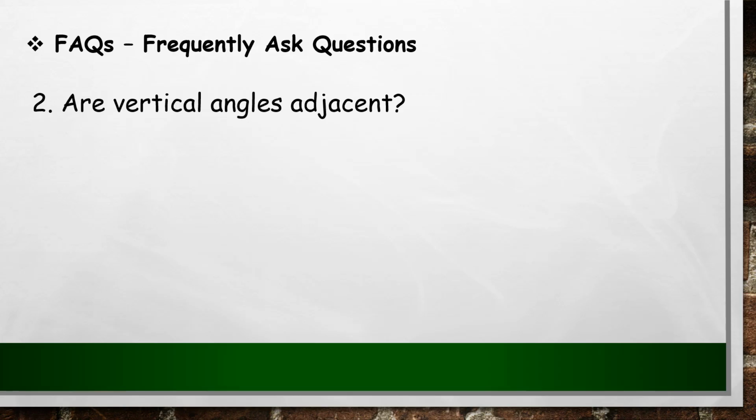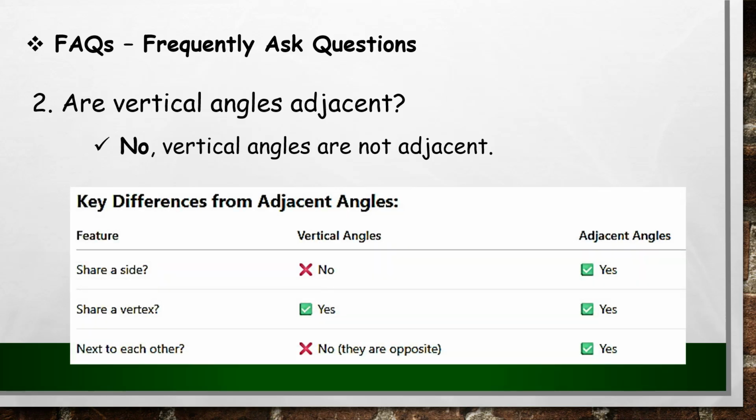So are vertical angles adjacent? I think I mentioned that earlier and I emphasized that. No, vertical angles are not adjacent because there is no common side, there's only a common vertex. So these are the key differences between adjacent angles and vertical angles. Share a side? No for vertical, yes for adjacent angles. Share a vertex? Yes for vertical, and yes as well for adjacent angles. And then next to each other? No for vertical. They are opposite, yes for the vertical angles.